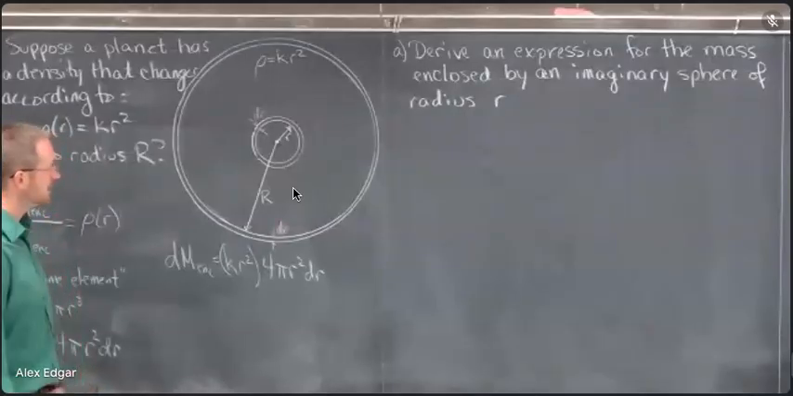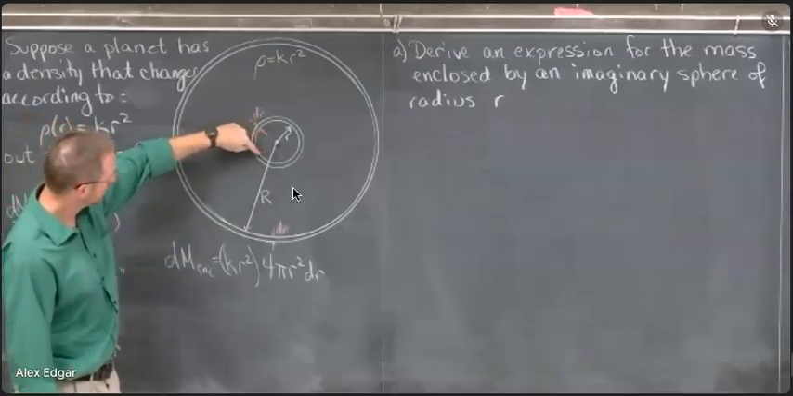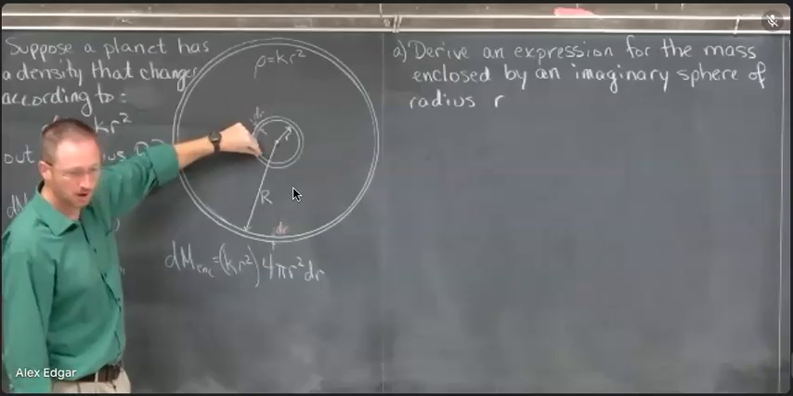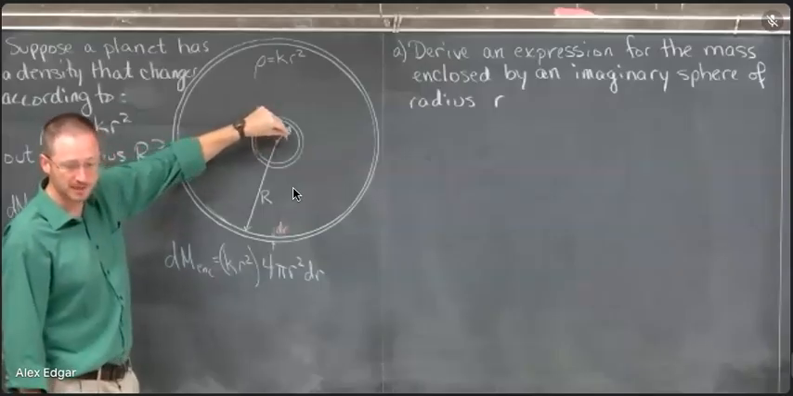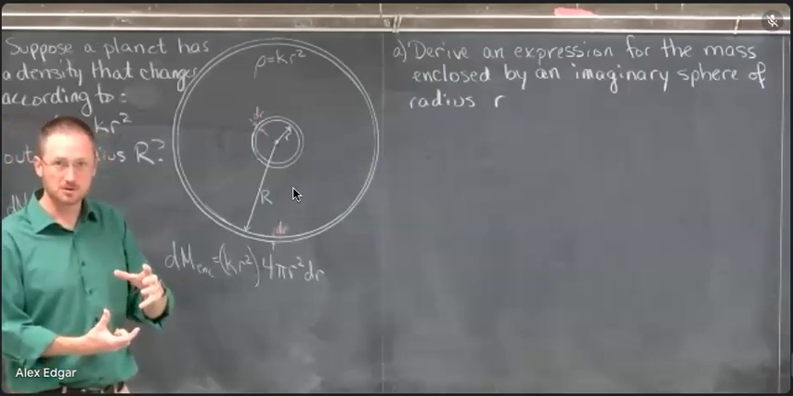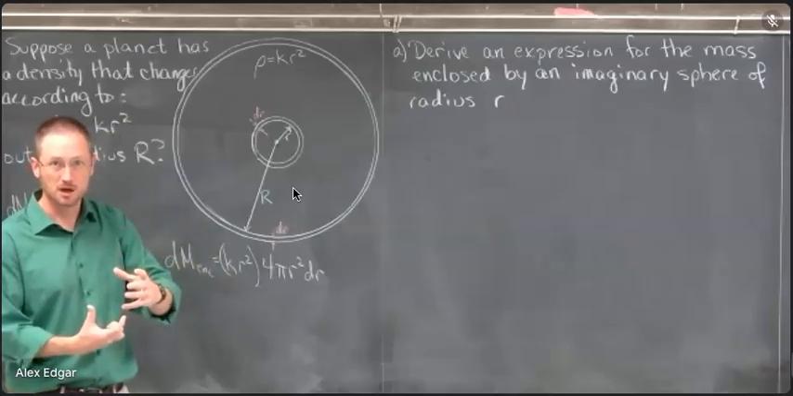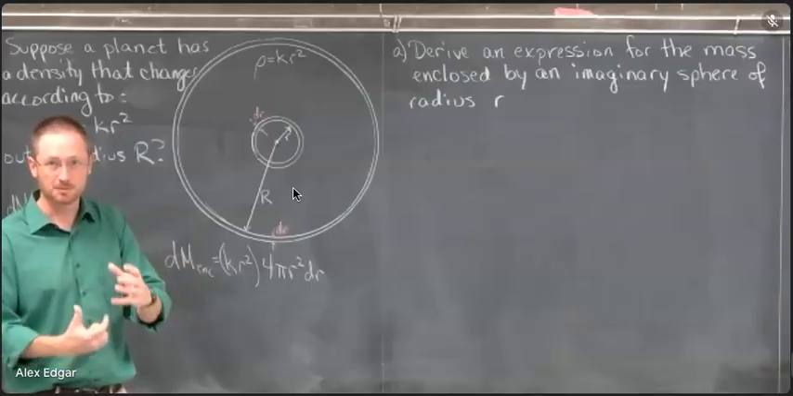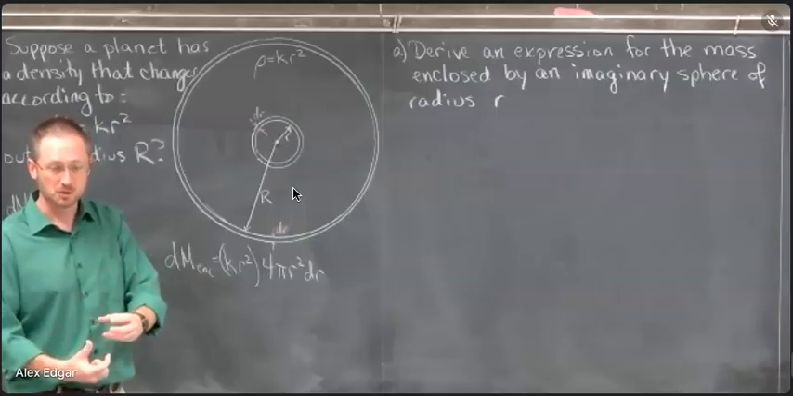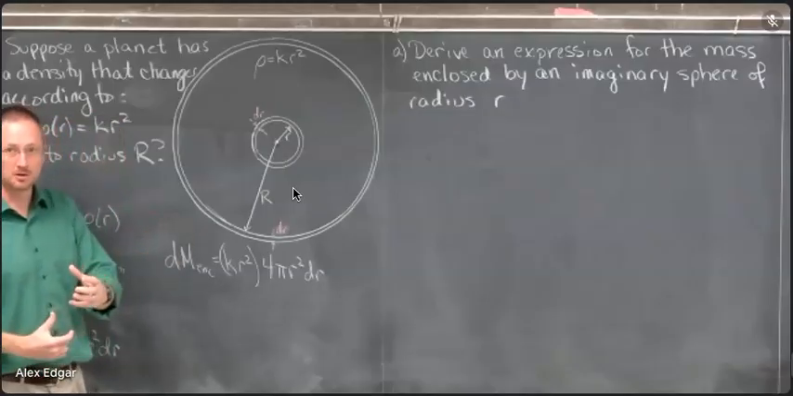So derive an expression for the mass enclosed by an imaginary sphere of radius r. What I want to know is the total amount of mass that I've enclosed by the time I get out to here. In order to do that, I have to add up all of the little tiny shells all along the way. Think of the Russian doll set, the nesting dolls, where the one on the outside is painted as the king, and then you take him apart. Inside, you've got the queen, and then you take her apart. And inside, you've got the prince. You take him apart, and inside, you've got the princess. You take her apart, and inside, you've got the baby. So inside the nesting dolls, each one is made of wood of the same thickness, but every time you take one off, you've got something inside.